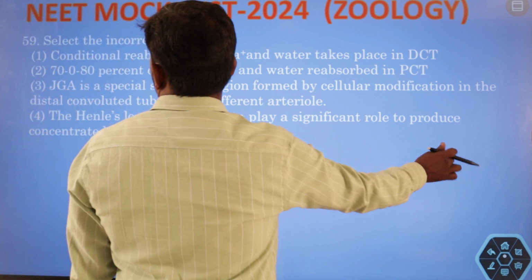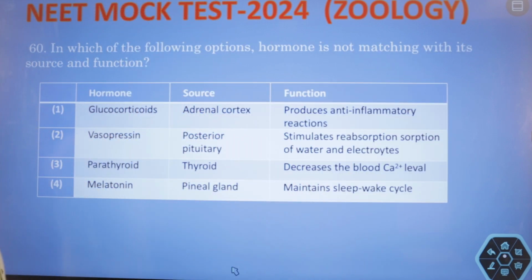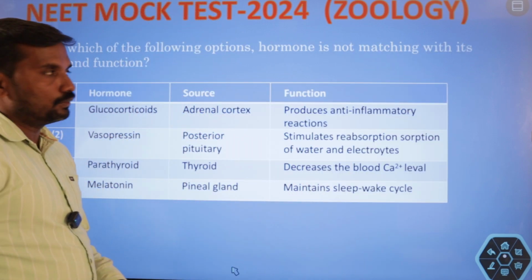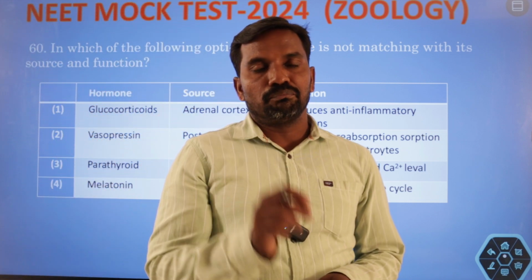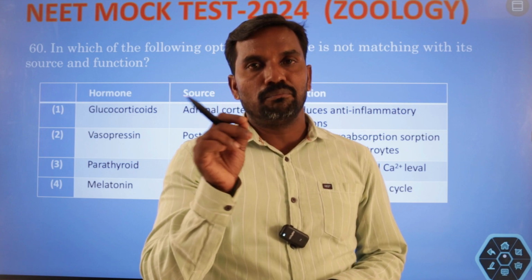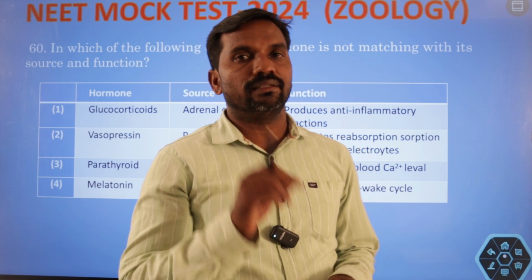So question number 60. This is the most important one related to chemical control and coordination. Chemical control is always very important. It is supposed to be read line by line. It is supposed to be understood, each and every word.